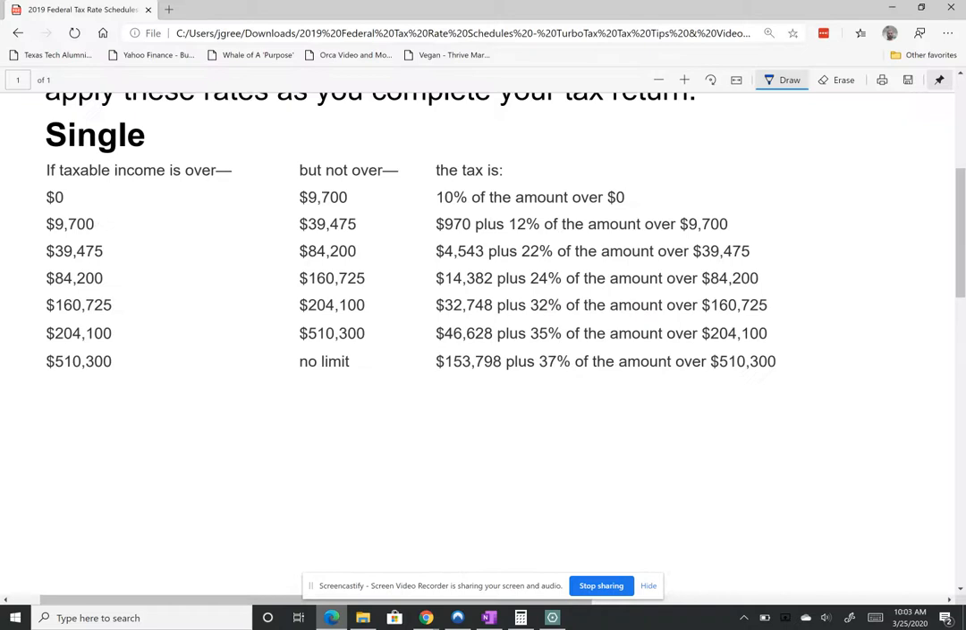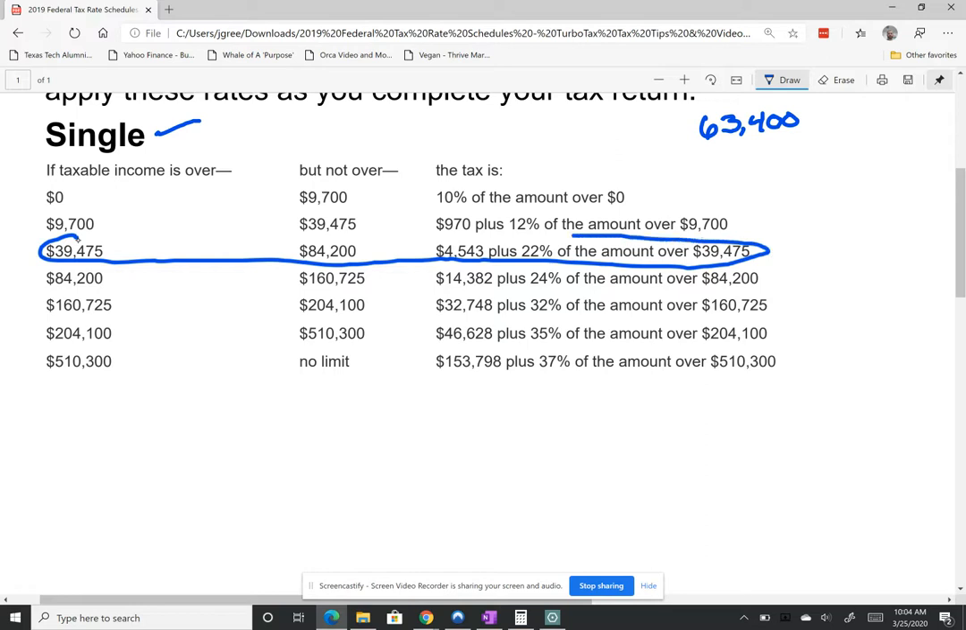Okay, so we go to our tax table. Write down the income, $63,400 is what we're at, and we have to figure out where we are. We're assuming for this exercise that he is single. This person is single. So if taxable income is over but not over, okay, so 63,000 falls into this category right here. Okay, it's over 39, but it's under 84.